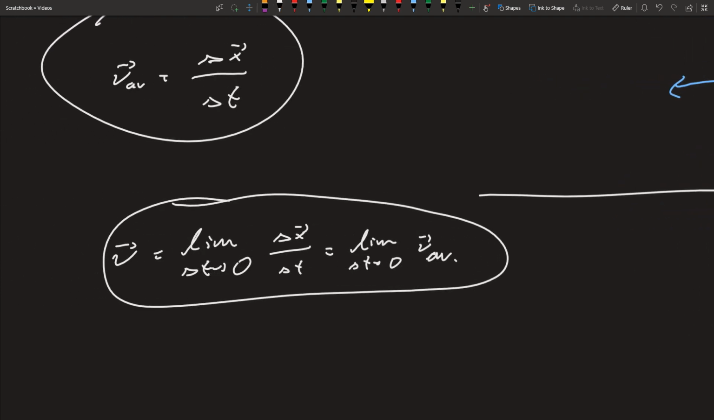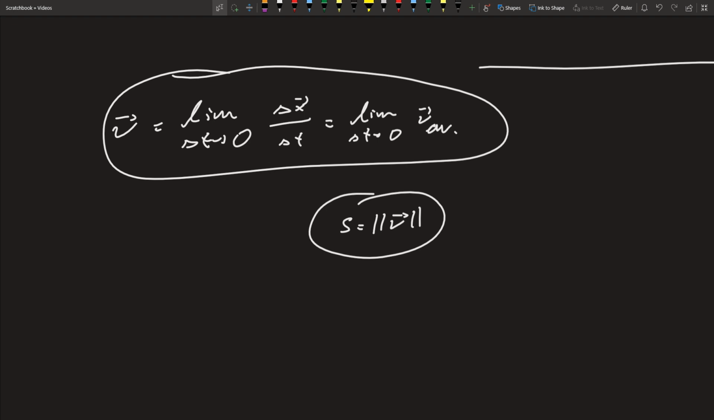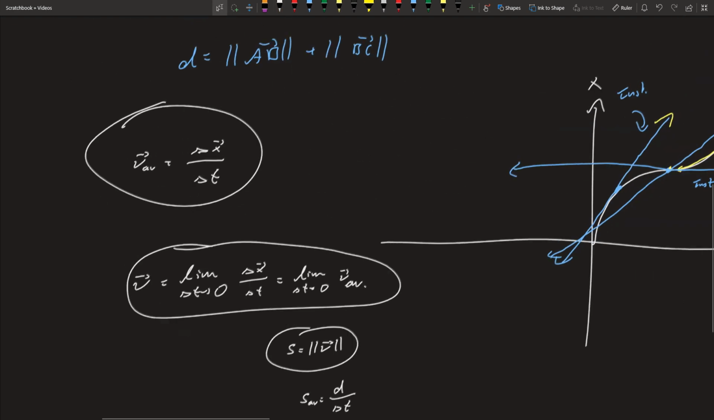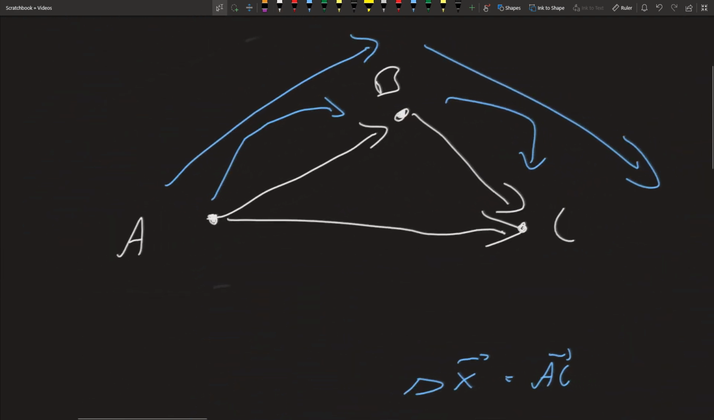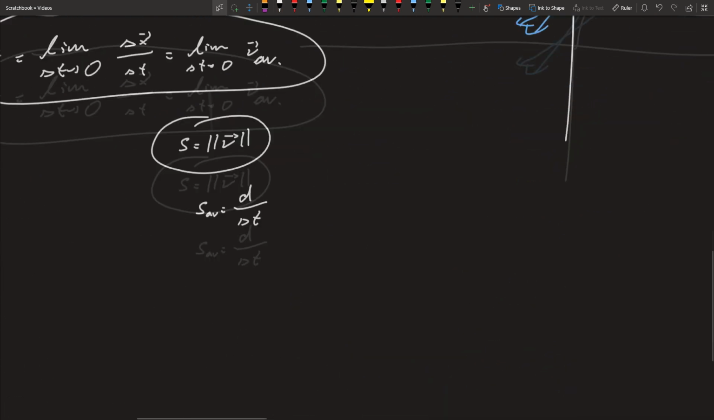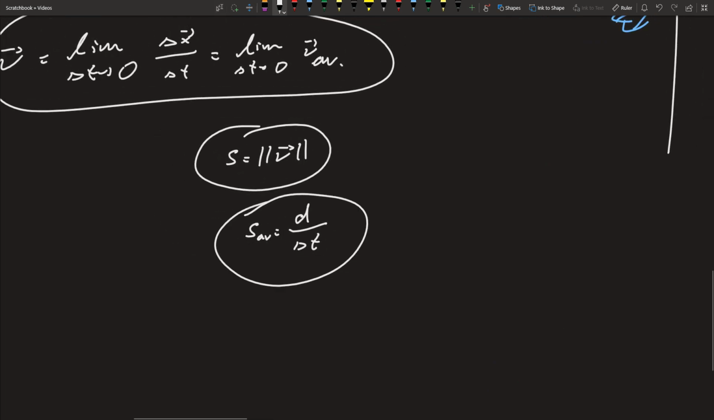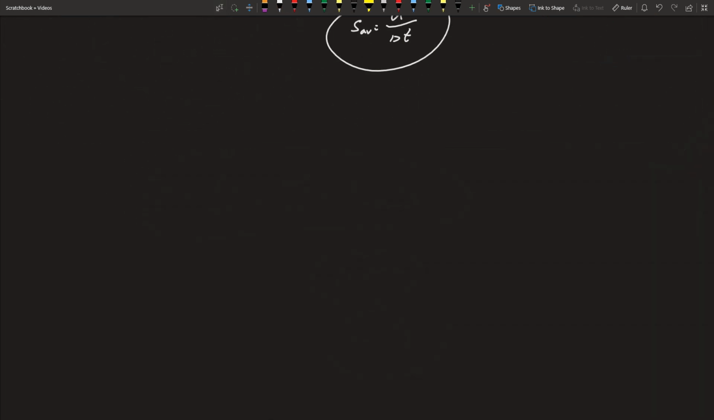What about the speed? So the instantaneous speed is equal to the magnitude of the instantaneous velocity. This is true, okay? This is speed. However, the average speed is not the same as average velocity. The average speed is equal to the distance over the change in time, okay? That's why I have to talk about distances and displacements first. Anyways, so we have those 4 relations, you should know them. So let's do an example.